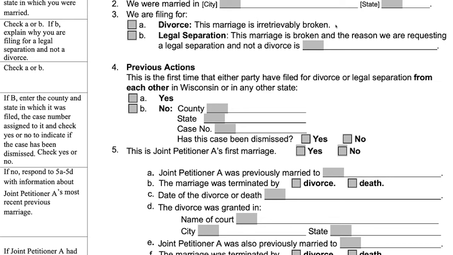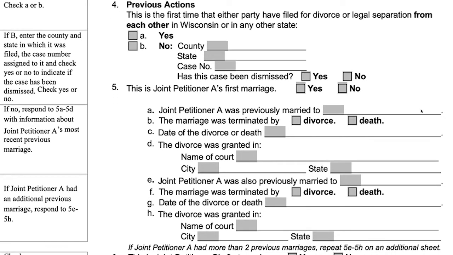So it's something to talk very, very seriously about with your spouse and decide if that's really a viable option, especially considering that this is a joint petition without children and you don't have to consider the care of children moving forward.